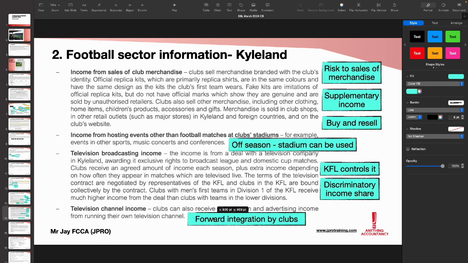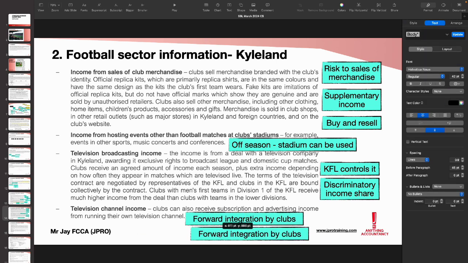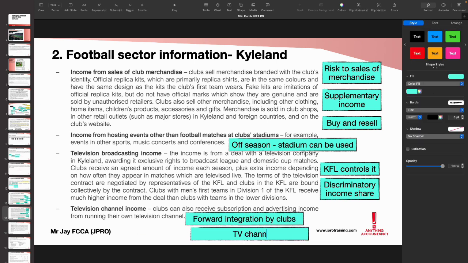This kind of implies that they have the ability to do something with the TV channel as an alternative. So do be careful with this part. They have their own TV channel income. So these are all the income that the club earns. Now, this is income available in the sector. Not necessarily the same as all the other players.